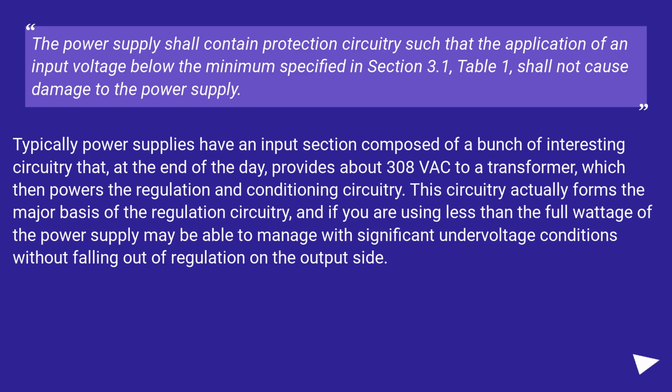Typically, power supplies have an input section composed of a bunch of interesting circuitry that, at the end of the day, provides about 308 V to a transformer, which then powers the regulation and conditioning circuitry. This circuitry actually forms the major basis of the regulation circuitry, and if you are using less than the full wattage of the power supply, it may be able to manage with significant undervoltage conditions without falling out of regulation on the output side.